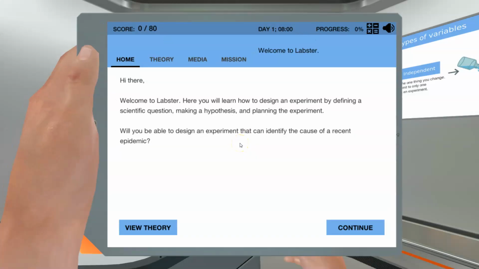Here you will learn how to design an experiment by defining a scientific question, making a hypothesis, and planning the experiment. Will you be able to design an experiment that can identify the cause of a recent epidemic?